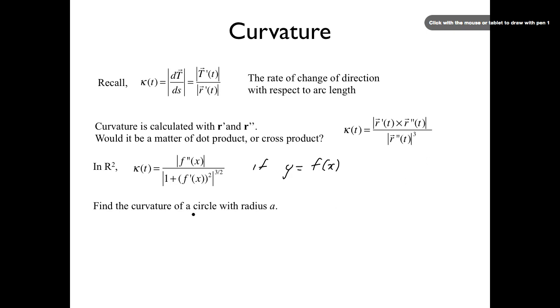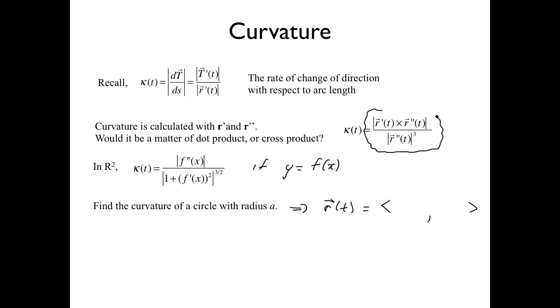Right, a circle is not nicely shown as y as a function of x, right? You'd have to have two, the top and the bottom. Well, then that's getting complicated. So we want to use this one. So what do we need first? We need r of t for a circle. We need the vector function for a circle in R2 with radius a. And then we'll take it from there, and we'll figure out what the curvature is by following the formula. So that is your task.